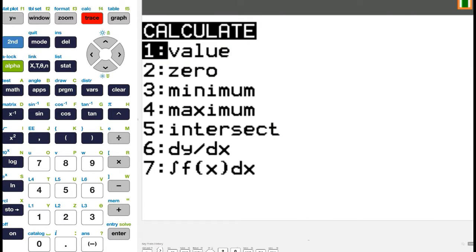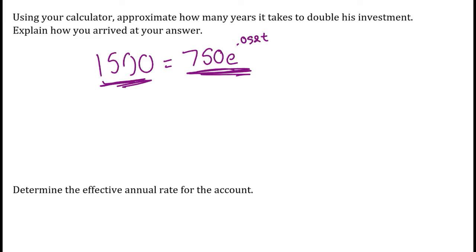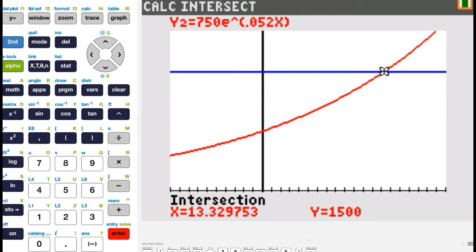So second trace, intersect. Move the cursor close to where they intersect. I have to hit it a bunch of times. I can't hold it down like you can. I probably went too far, but that's okay. Stop. No, too far. Oh, pretty close. Enter 3 times. How many years does it take? About 13.3. So it takes about 13.3 years. I just round to the nearest tenth, because that's the x value of where they intersect.